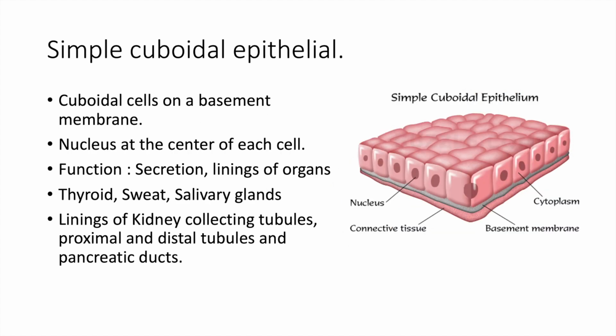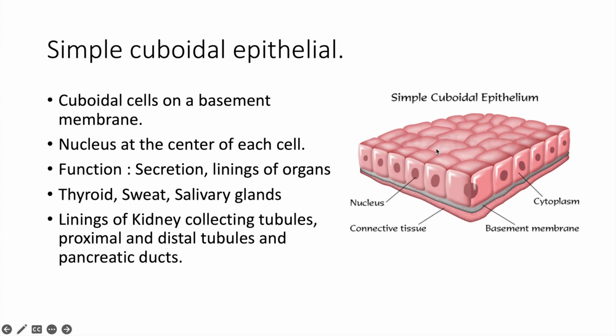The simple cuboidal epithelium. These cells are roughly cube-shaped. They possess a central spherical nucleus. The upper surface of cuboidal cells can either be pentagonal or it can be hexagonal in outline. And then they are the least specialized of all the epithelial tissue. So you can talk about them being attached to the basement membrane. They have a nucleus at the center. Their function is majorly secretion, and they line organs.